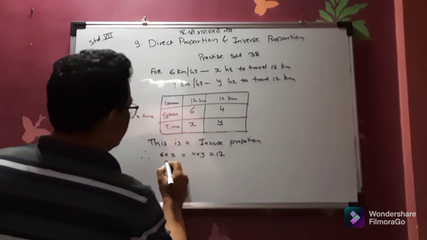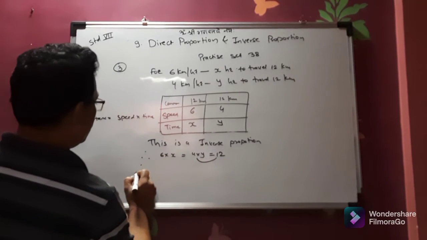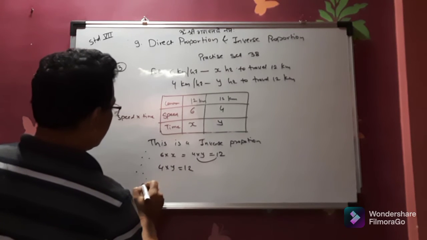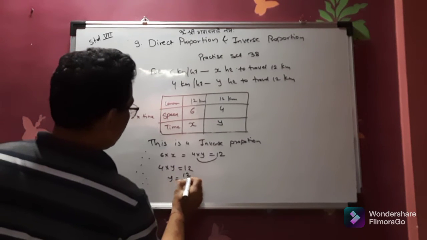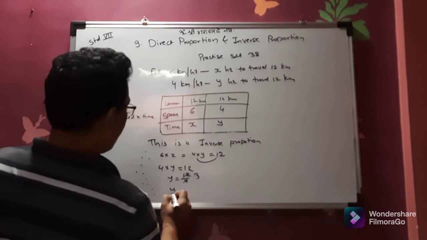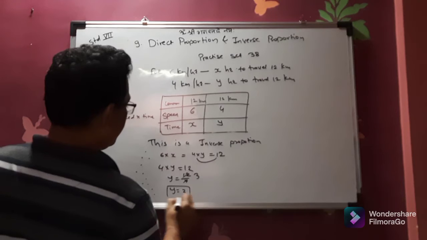So we will take these two equations first. So therefore 4 into y is equal to 12 km. So y is equal to 12 upon 4. 4 ones are 4, 4 threes are 12. So y is equal to 3.